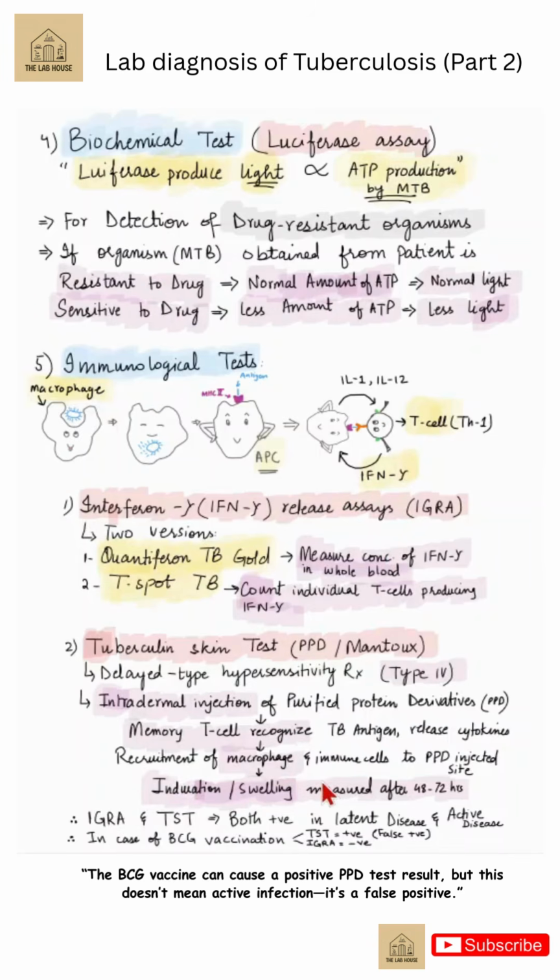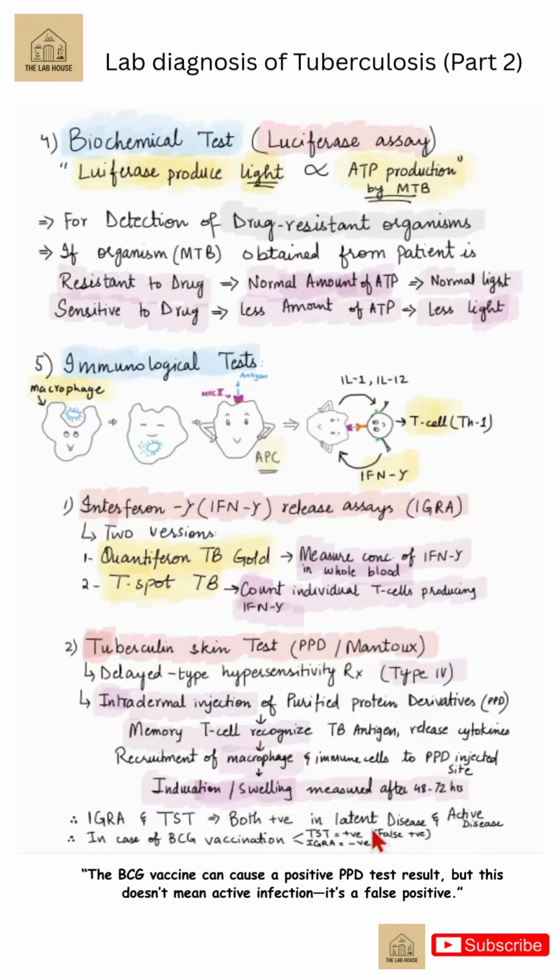At that place, the recruitment of macrophage and other immune cells will take place, and in duration, this reaction will occur, and swelling will form at the place, and that can be measured after 48 to 72 hours. Also, remember this point that in case of latent disease and active disease, you can get both IGRA and TST test positive in latent and active disease.